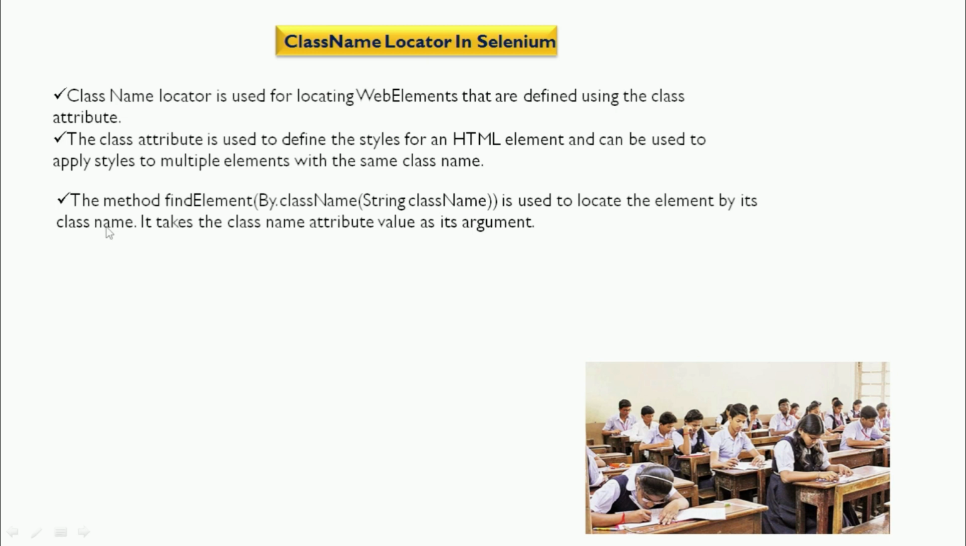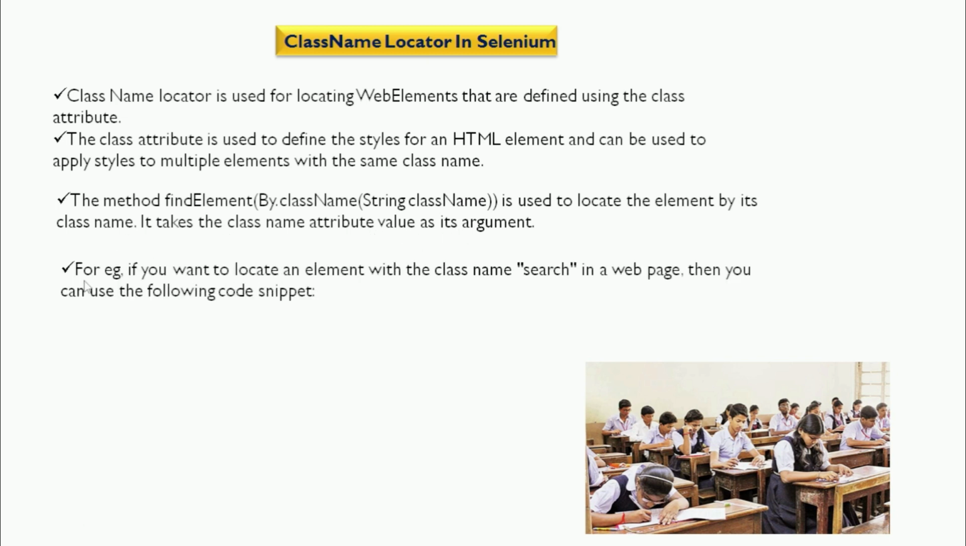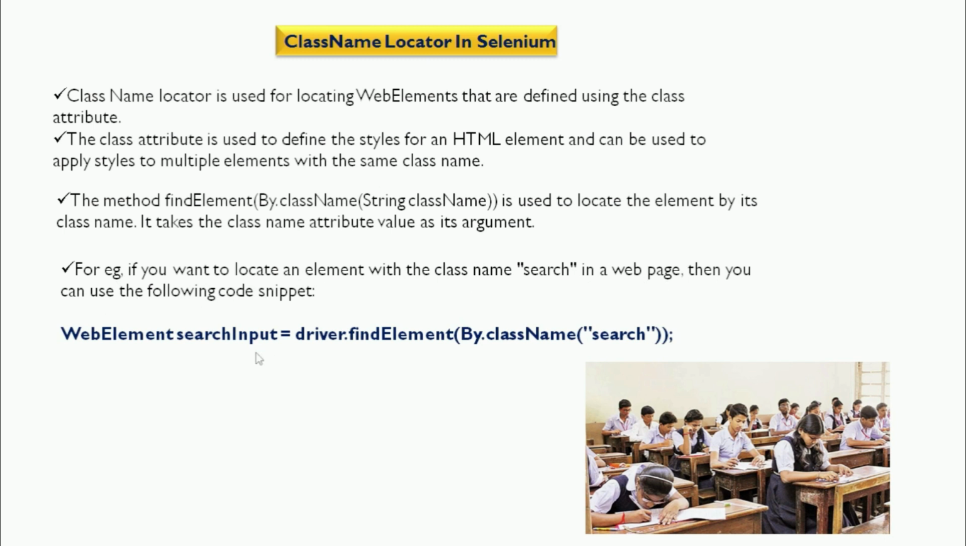So when we have the class attribute and the class attribute value, we can use both of them, by which we can locate the element. It takes the class name attribute value as its argument. For example, if you want to locate an element with the class name search in a web page, you can use the following code snippet: driver.findElement(By.className(...)). In className, the C will be lowercase and the N will be a capital letter. You provide the attribute value in double quotes, and this will return the web element.